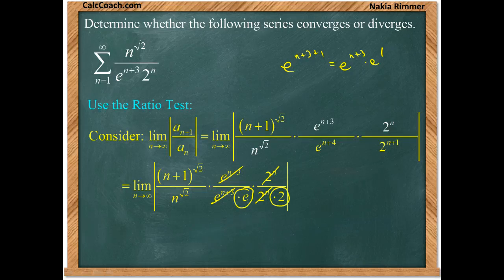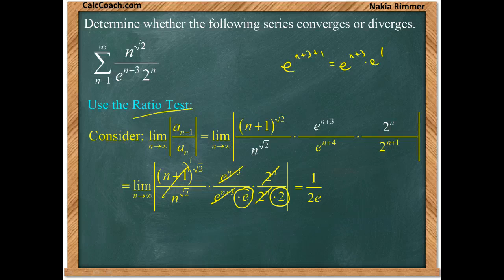In the first term, I know root 2 is a strange exponent, but ultimately you have some n. Who cares about plus 1 as we get big, basically? And so it's basically n to the root 2 over n to the root 2. So it's just going to go to 1. So what's left over then is 1 over e times 2, or 1 over 2e.